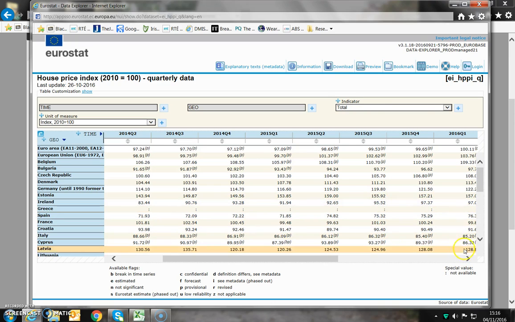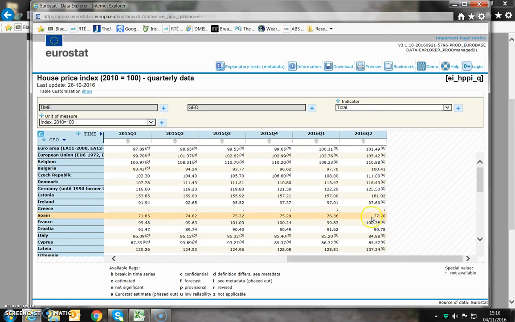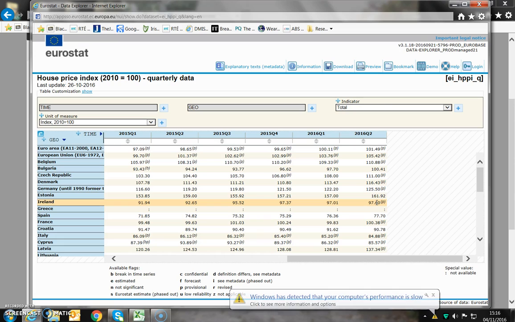We're still in Ireland, yeah. And we'll just go up to the last value that we had, 97. So quarter 2 2016, house prices are not as they were in 2010 exactly. They're just about 2.5% lower. Okay, that's how you read the index number there. Okay, that's for Ireland.